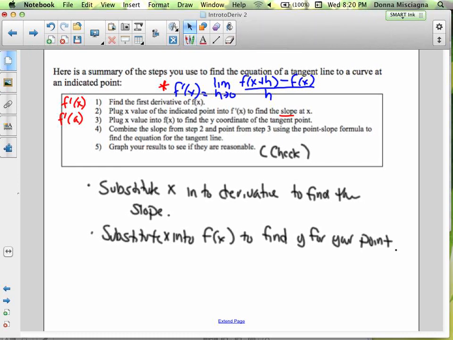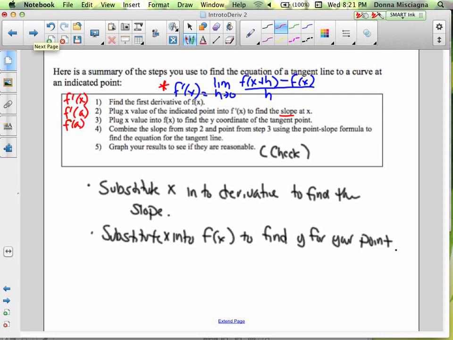And then you'll need the y coordinate for your line. So you need to know the y value that goes with that particular x value, and that's going to be the y-intercept for your tangent line. So you just plug into the original function. So now you just find f of a. So f of a gives you the y value. F prime of a gives you the slope.